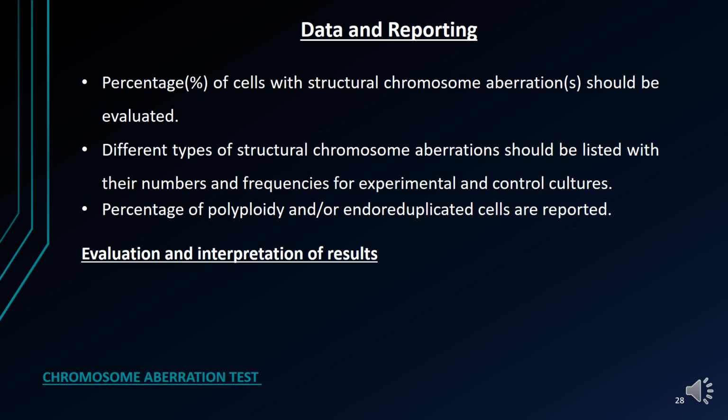Data and reporting. Here, the percentage of cells with a structural chromosomal aberration should be evaluated. Then different types of structural chromosomal aberration should be listed with their number and frequencies for experimental and control cultures. Then the percentage of polyploidy and endoreduplication cells is reported. And at the end, evaluation and interpretation of the result. So whatever results are generated should be evaluated for the chromosomal aberration test.